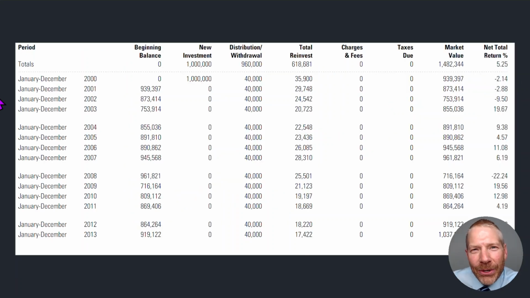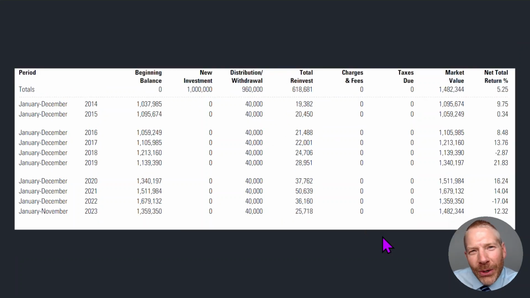Here are the numbers for the fixed distribution method of the 4% rule. Starting January 1, 2000, our $1 million, and then simply taking out $40,000, 4% every year and not moving that distribution up or down the entire time. Notice that we finish at almost the same ending value as the floating distribution method.